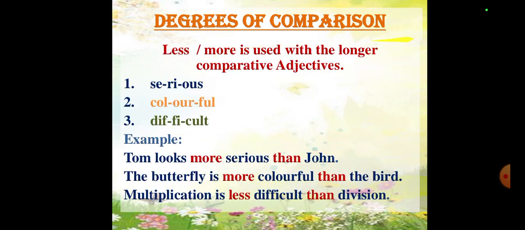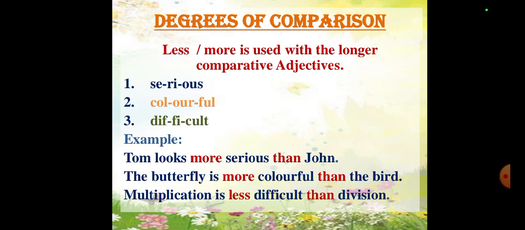Then we have degrees of comparison. Less or more is used with longer comparative adjectives like serious, colorful, difficult. Look at the example: Tom looks more serious than John. Here, when you are talking about most, use not to. If you are talking about comparative, you can also use the normal forms, more than.